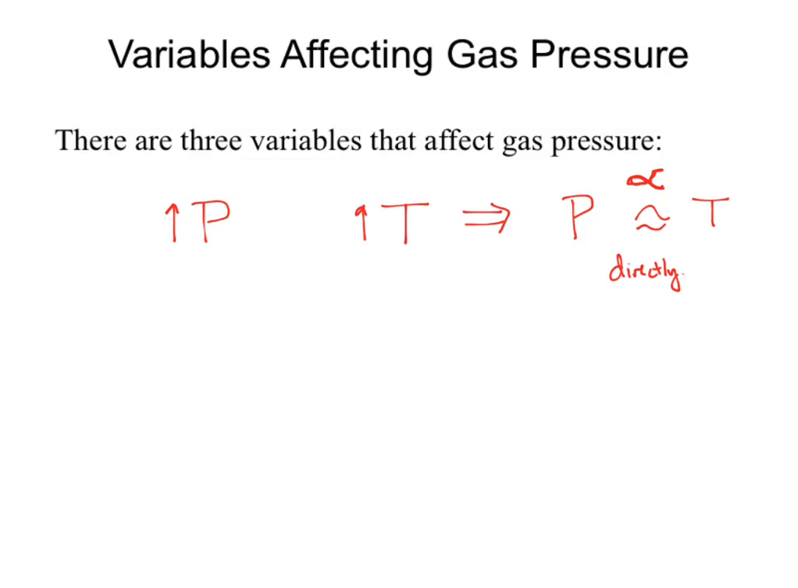Okay, so if we increase the pressure, temperature increases as well. If we want to turn that into an equality, so that they equal each other somehow, what we're going to have to do is introduce some kind of constant. So we can say pressure is equal to our temperature times some constant. What symbol do you want to use for a constant?